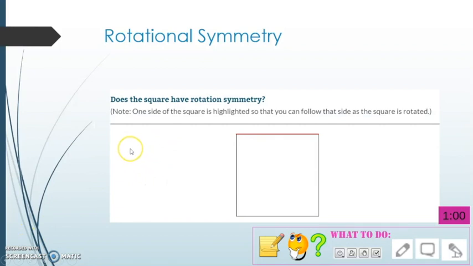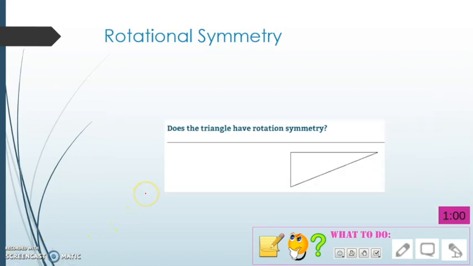So does this square have rotational symmetry? If I were to put a center of rotation in the center of the square, which is about there, and if I were to turn the square around, I could turn it 90 degrees and it would land right on top of itself. So yes, the square does have rotational symmetry.